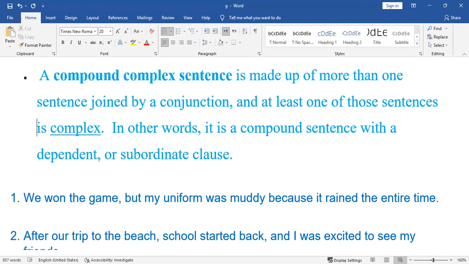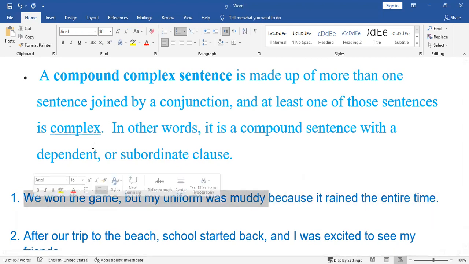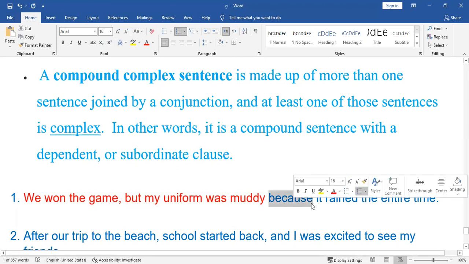Okay, let's take an example. We won the game but my uniform was muddy. Up to here, what is this called? Excellent. This is a compound sentence because it has the coordinating conjunction but. If I stop here and put a full stop, it gives a compound sentence. But it also added here a subordinating conjunction: because it rained the entire time.